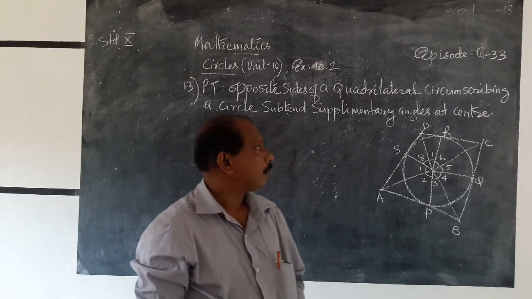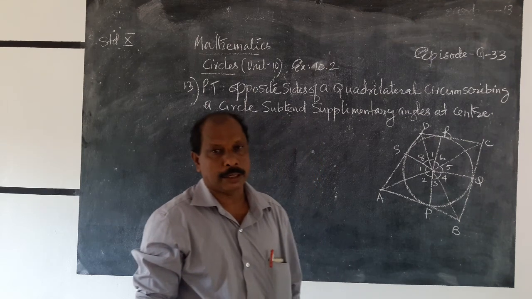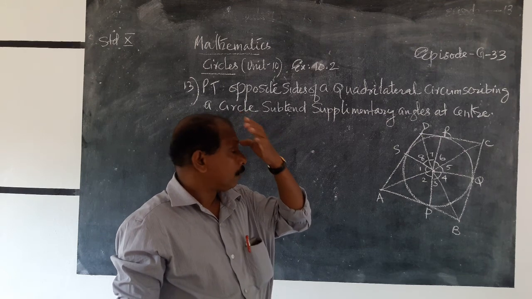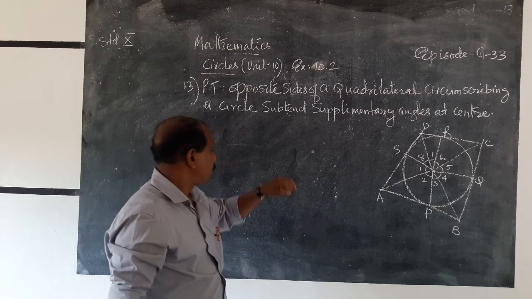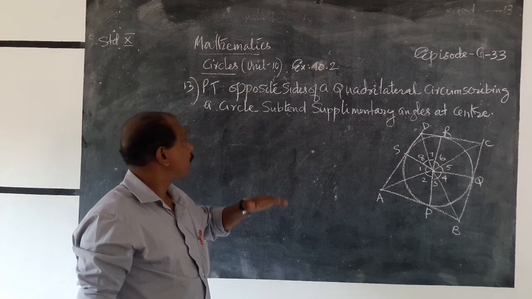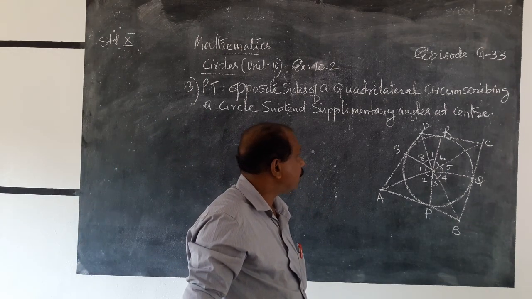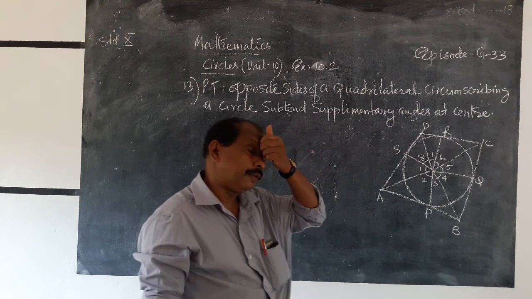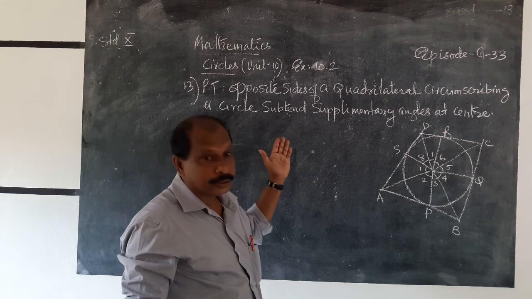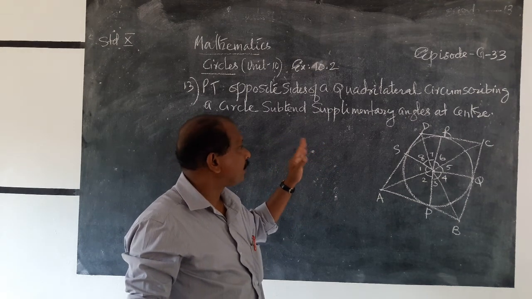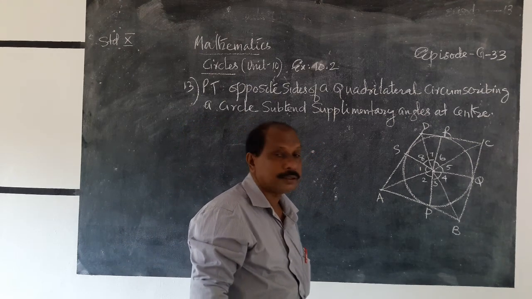Dear students, in this episode G33, let us consider the last question of the chapter, that is circles, that is unit 10. That is an important question. ABCD is a quadrilateral circumscribing a circle with the center O. Prove that the opposite sides of that quadrilateral subtend supplementary angles at the center.